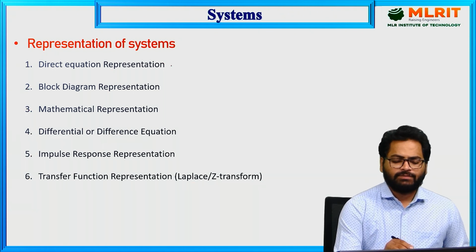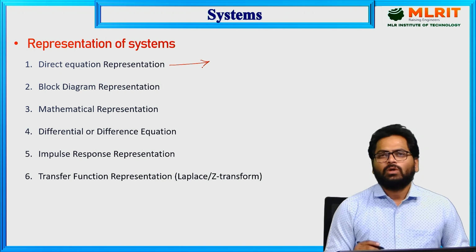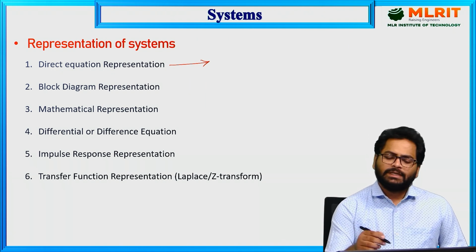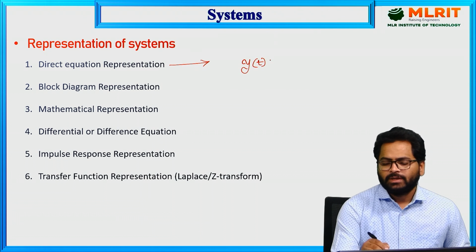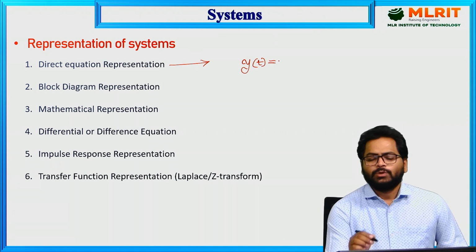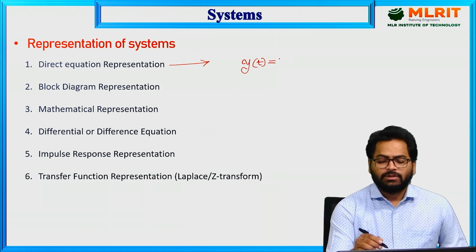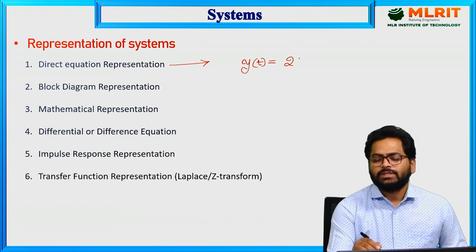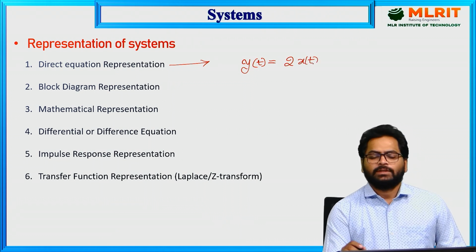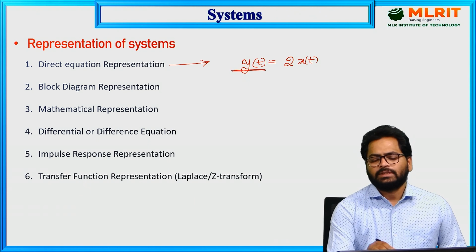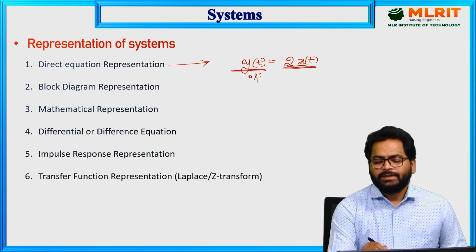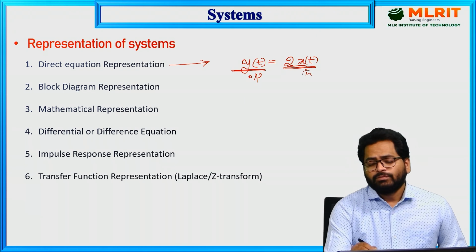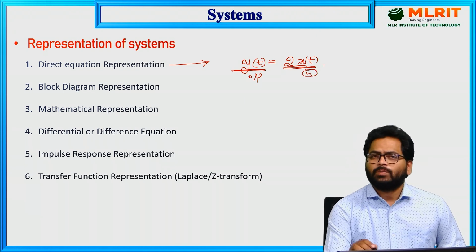Right, direct equation. Direct equation means you are relating input and output in direct form. For suppose y of t is the output of a particular system, and you are directly depending on the input, for example 2 is some gain multiplying the input x of t. That means I am directly writing a linear equation. y of t is the output and x of t is the input, which we directly write. There are no additional operations you are supposed to do.